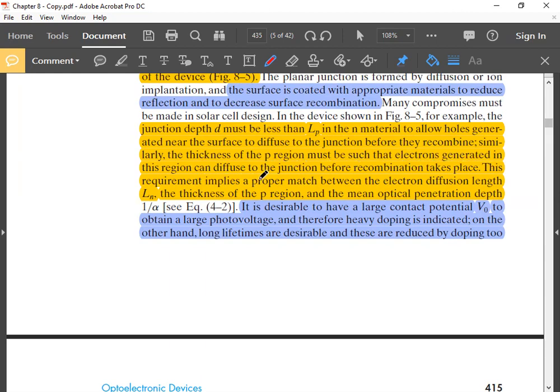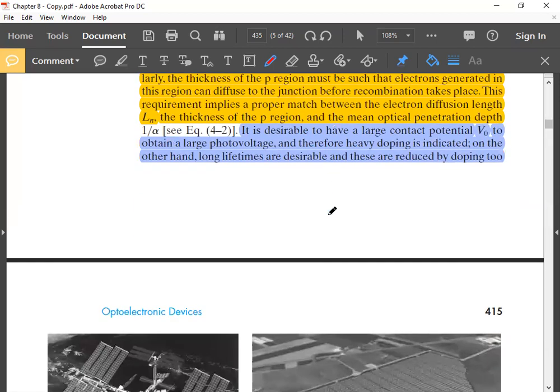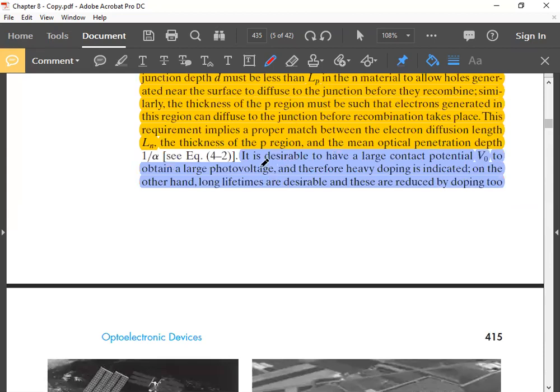This requirement implies a proper match between the electron diffusion length Ln, the thickness of the P region, and the mean optical penetration depth. Mean means average optical penetration depth: how, on average, how far the light can penetrate into the material. So that is third.